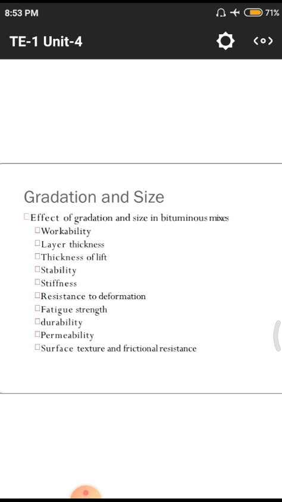First one is the workability. Normally workability we use with some quantity of binding material. Second one is the layer thickness. It is simply measured with the help of a scale and other tools. Next one is the thickness of lift.